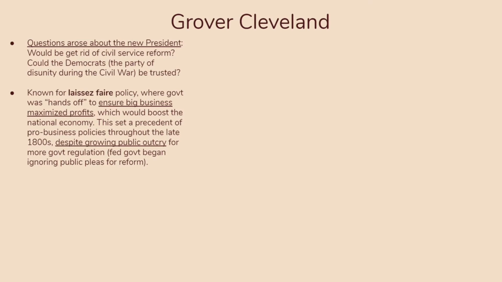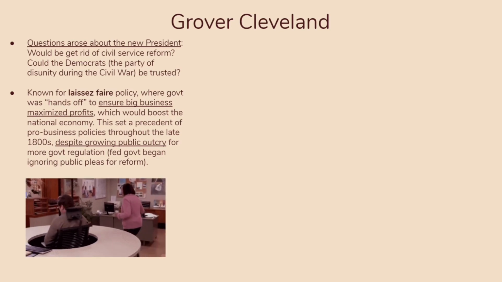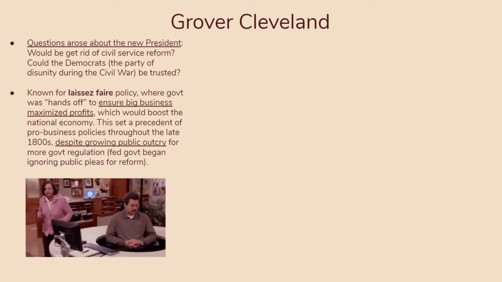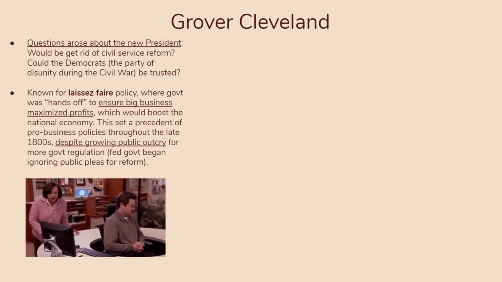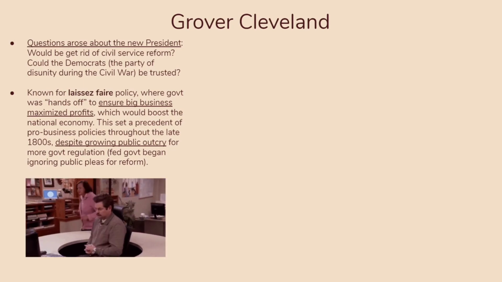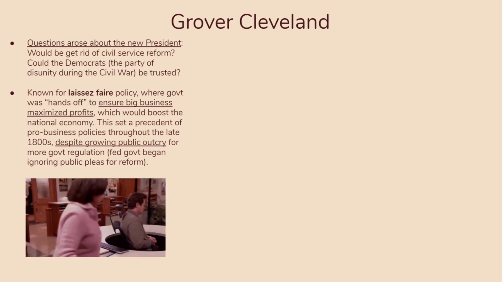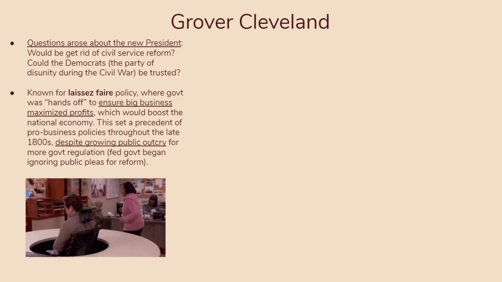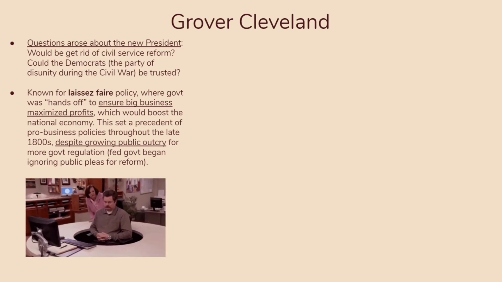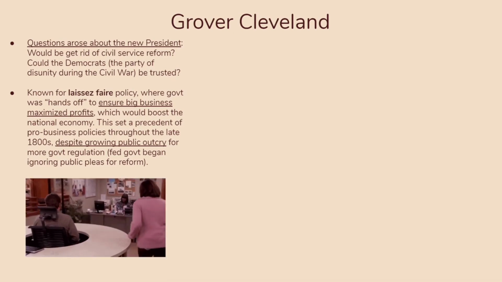Really, the key takeaway from Cleveland's presidency is that he is known for using the laissez-faire policy, where the government used this sort of like hands-off policy to ensure big business maximized their profits, and this would in turn boost the national economy. This set a precedent of pro-business policies throughout the late 1800s, despite the growing public outcry for more government regulation. And because of this, the federal government began ignoring public pleas for reform. So kind of like Ron Swanson. He's basically like the federal government. They're just ignoring whatever people are saying to them, and they're going to be very pro-business. So that's definitely an important thing to note.